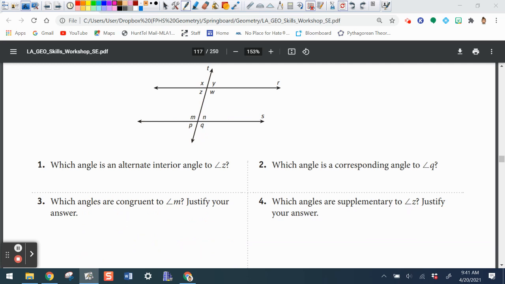Now, if you think about it, for two angles to add to equal 180 degrees, you can't have two acute angles.